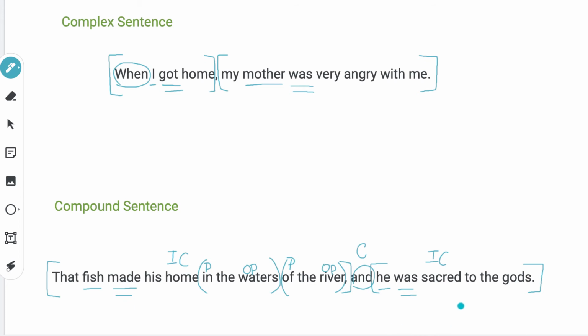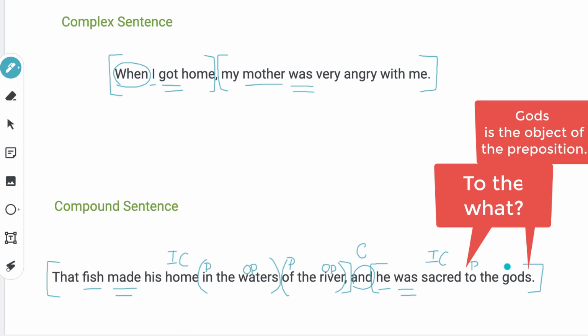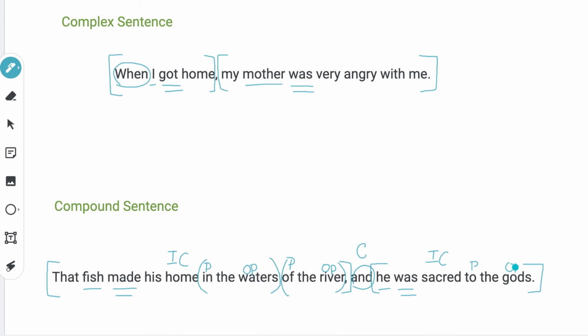And finally, we have the preposition to. Let's go ahead and label that with the P. And then we'll ask ourselves, to the what? To the gods. And so gods is the object of the preposition. And we'll mark this prepositional phrase also in parentheses. So you can see that once you have diagrammed your sentence pretty specifically, it can be well marked up with codes and punctuation marks.